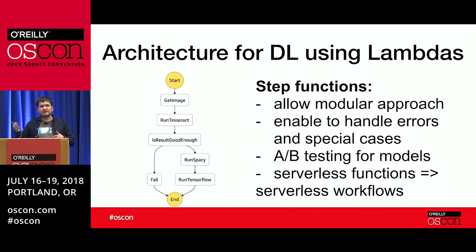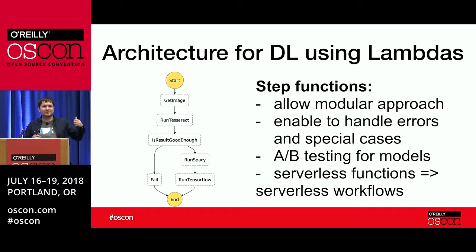Then it can run spaCy, which is a library for natural language processing, to understand what was actually written, and then to get a vector, basically. And then you can run your TensorFlow model on top of this vector to categorize what you received. With this kind of workflow, we build a deep learning application which can segment text on the photo. And the main thing here is that this approach enables you to handle errors and special cases. So if an error happens somewhere, you can handle this case.